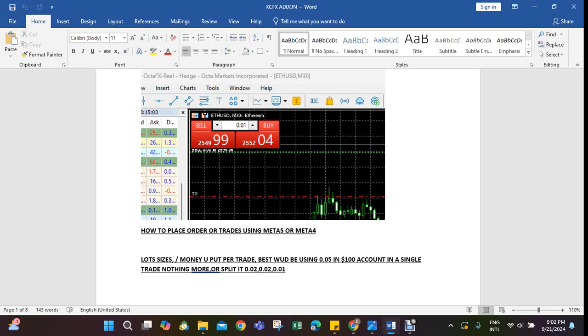You can see what I did there. You can split it like 0.02 in one order, 0.02 in another order, 0.01 in another order, so you have 0.05 altogether. That would also be a nice one. And in fact, you shouldn't worry too much.